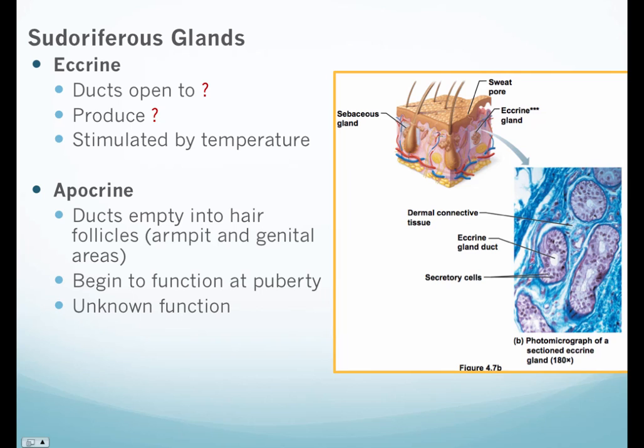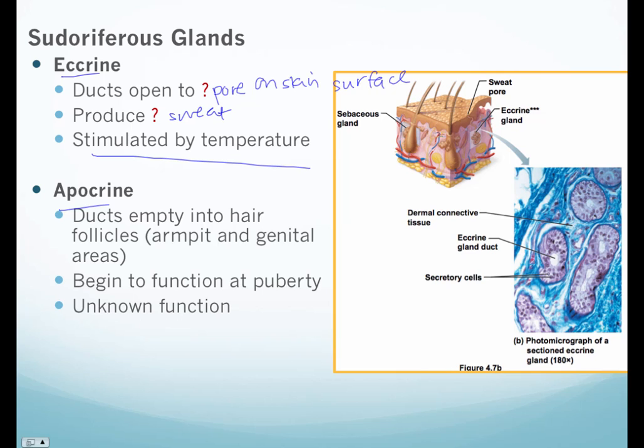Now, the next gland we have is the sudoriferous glands. There are two different types, eccrine and apocrine, and both of these ducts will open up to the surface of the skin. Okay. And what do these produce? Well, the other one produced oil, so these ones are going to produce sweat. And this is all stimulated by temperature. So if the body temperature is too high, we're going to start sweating. And as our sweat evaporates, we can pull some of that heat along with it.